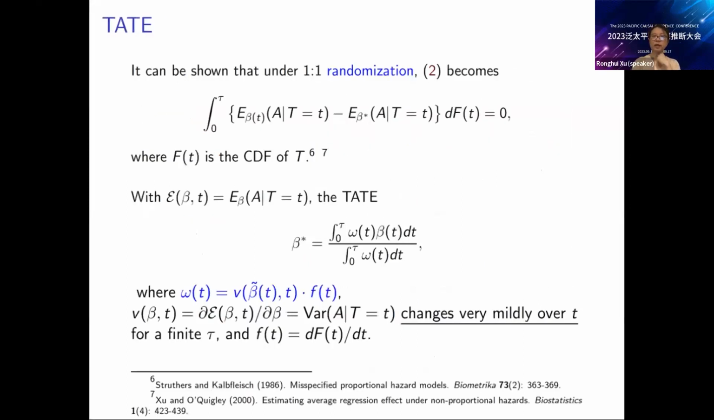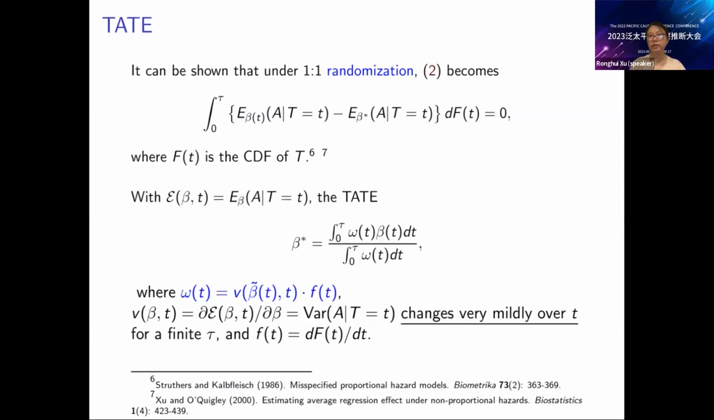To make it slightly more solid, and this again we knew from over two decades ago, if we have randomization, let's say 1-to-1, then we are no longer in the potential outcome world. Then these expectations I mentioned before are in fact the probability of treatment assignment given survival time: the expectation under the true beta(t) and the expectation under this beta star, this average effect. With that, you can do a quick Taylor expansion, and you can see the weight function that gives this beta star is in fact the variance of A given T, which we know changes quite mildly over time, times the density of the marginal distribution of T. So this gives some physical meaning to what kind of average treatment effect we are looking at.